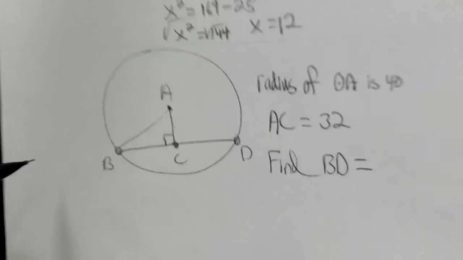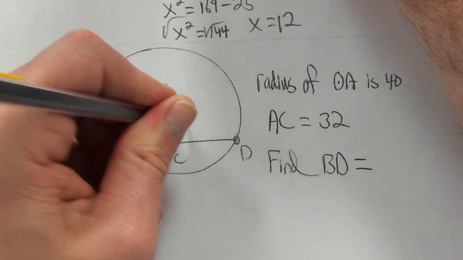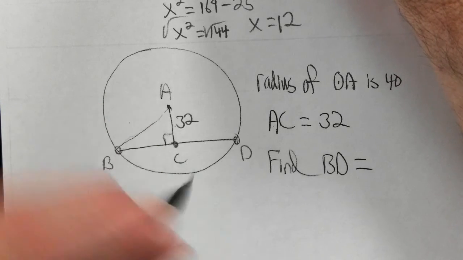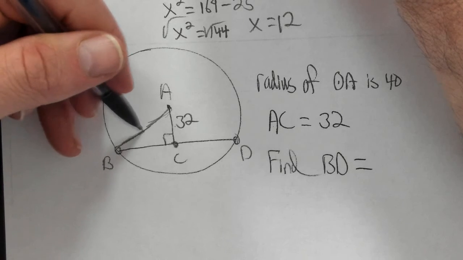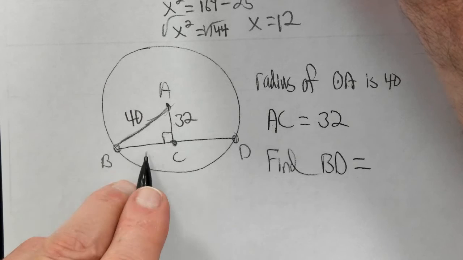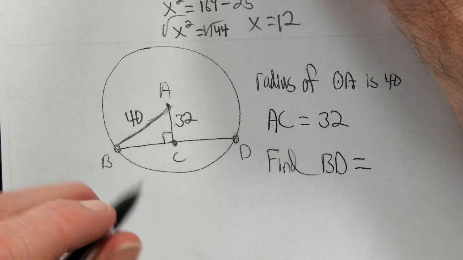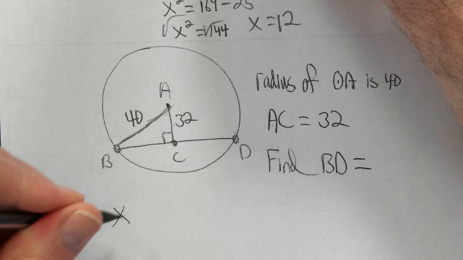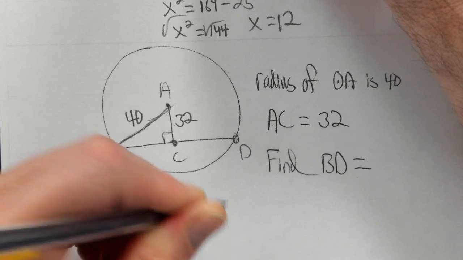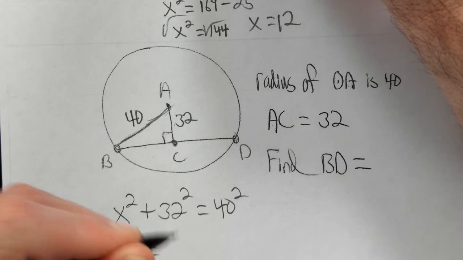Next one. Okay, so the radius is 40. AC is 32, so 32 goes here. Find BD, which is all the way from here to here. So if we can, again, draw in this radius that makes a right triangle here with 40, if I can find this length, I can then use that to get BD. So once again, we'll go X squared plus 32 squared equals 40 squared.